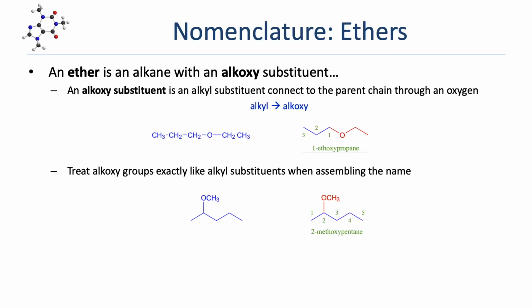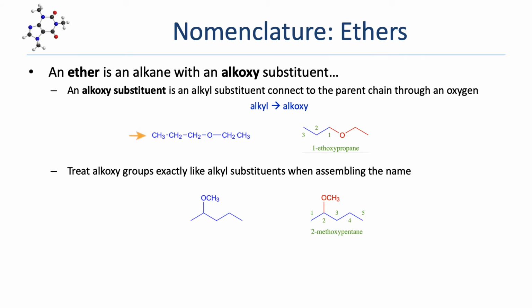Next, we're going to take a look at ethers. An ether is really an alkane that has an alkoxy substituent. An alkoxy substituent is really like an alkyl substituent, except that it's bonded through an oxygen to the actual parent chain. In fact, alkoxy groups are kind of named that way. You name it as though it were an alkyl group, and then change the ending instead of -yl to -oxy. So alkyl, like methyl, becomes alkoxy, like methoxy. Another way to think of ethers is an oxygen bonded to 2 alkyl groups.